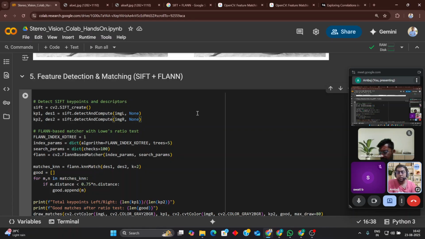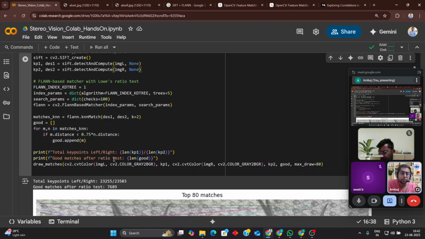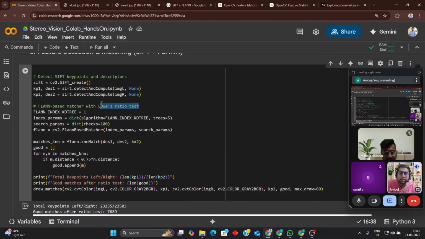Then, this FLANN-based matcher with Lowe's ratio test. Lowe's ratio test is also a very important concept in computer vision. I don't know whether it will be taught to you or not. If you are very interested, please Google it or do some research about it. It is very helpful for feature elimination, because a lot of features would be extracted. In an RGB image, if it is a 3.6 MB, 4 MB, 5 MB, or 10 MB image, a lot of features would be there.